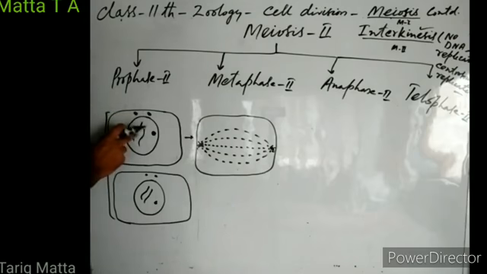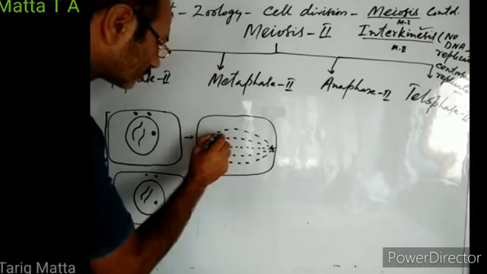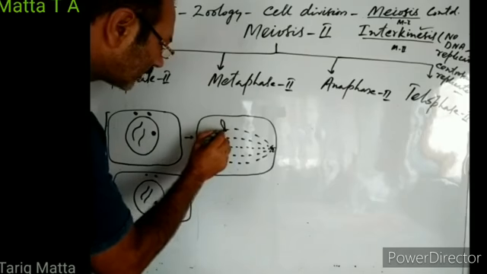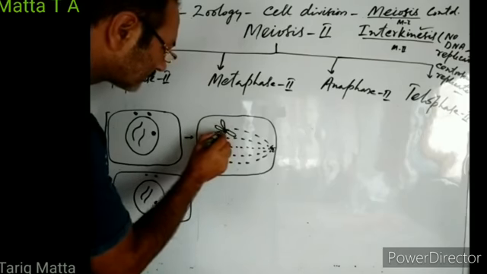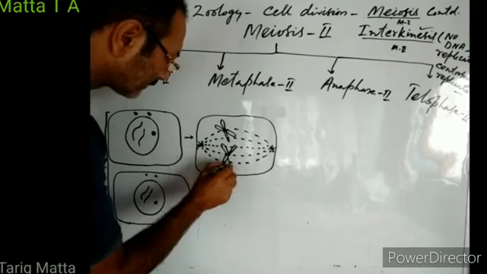And these chromatin fibers coil up, and they appear as thick chromosomes. And their sister chromatids become visible, right?